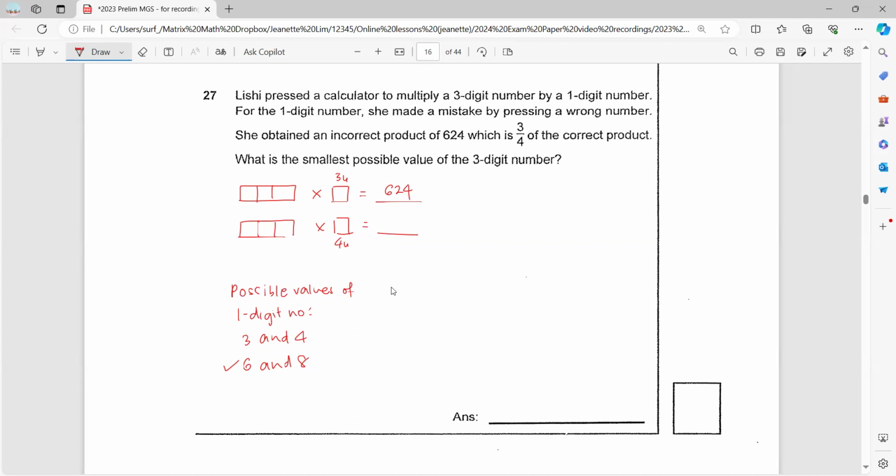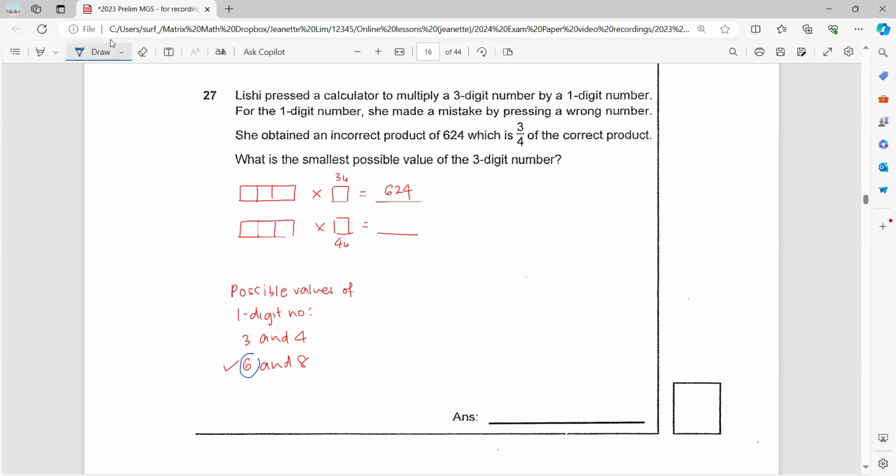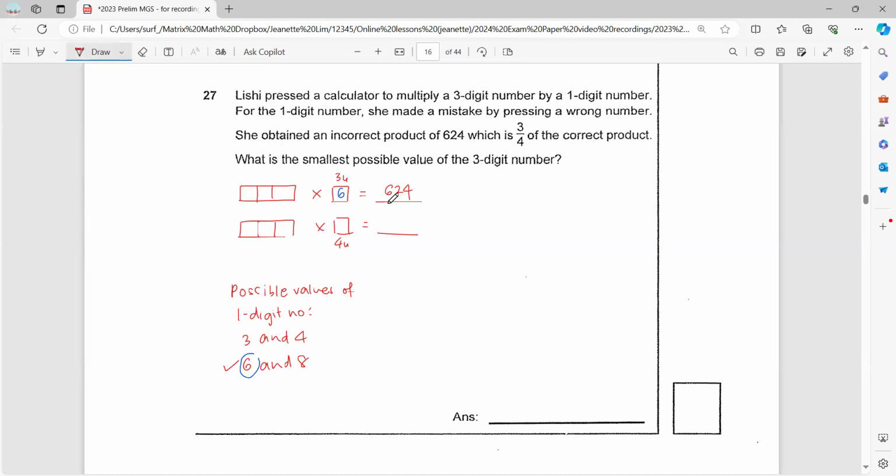So let's look at the incorrect one. I don't know what's the correct one, but the incorrect one, the 3 units is a 6. So 6 here. This is a 6. So find what is the 3-digit number. 624 divide by 6, which is 104. So this 3-digit number, the smallest possible number, is 104.